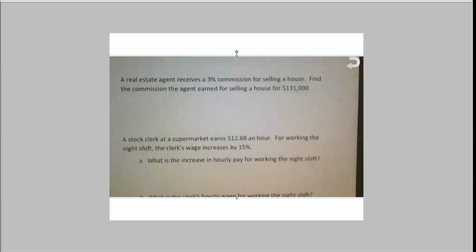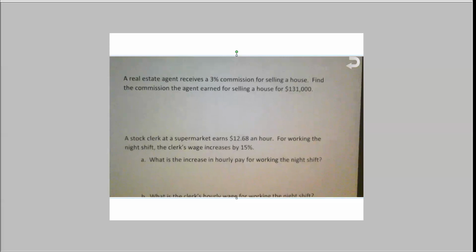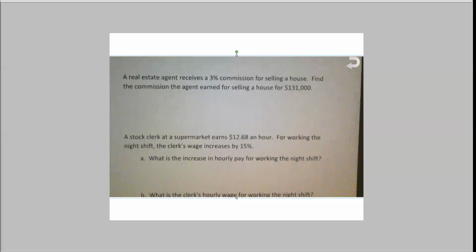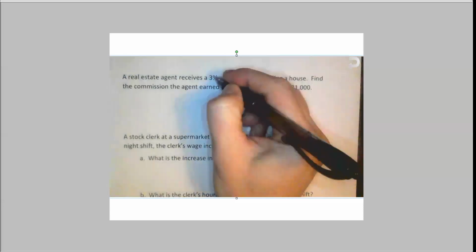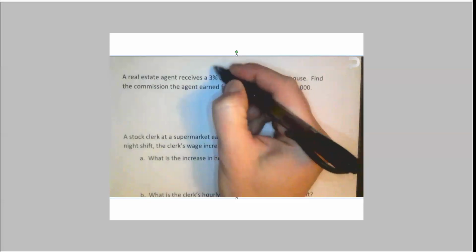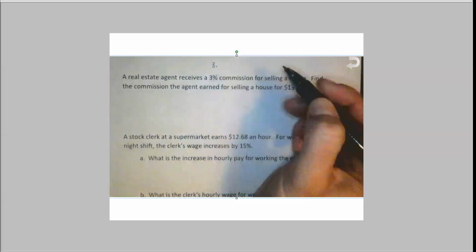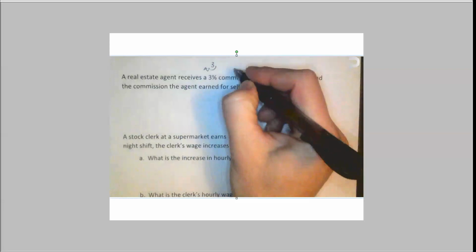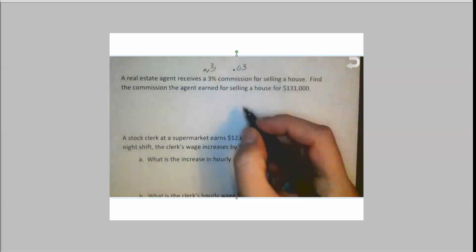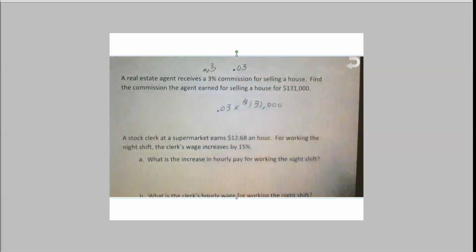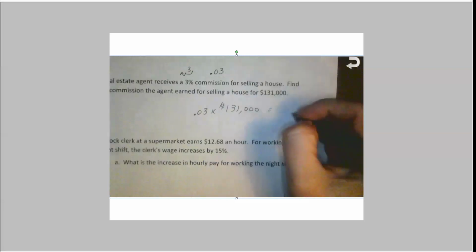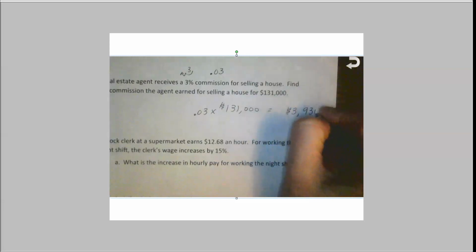A real estate agent receives a 3% commission for selling a house. Find the commission that the agent earned for selling the house for $131,000. So it's 3% of that price. Percent means per 100. That's like 3 point. So I'm just shifting that decimal 2 spots to the left, 0.03. And then I'll multiply that decimal times the sale price of the home. And that gives me a commission of $3,930.